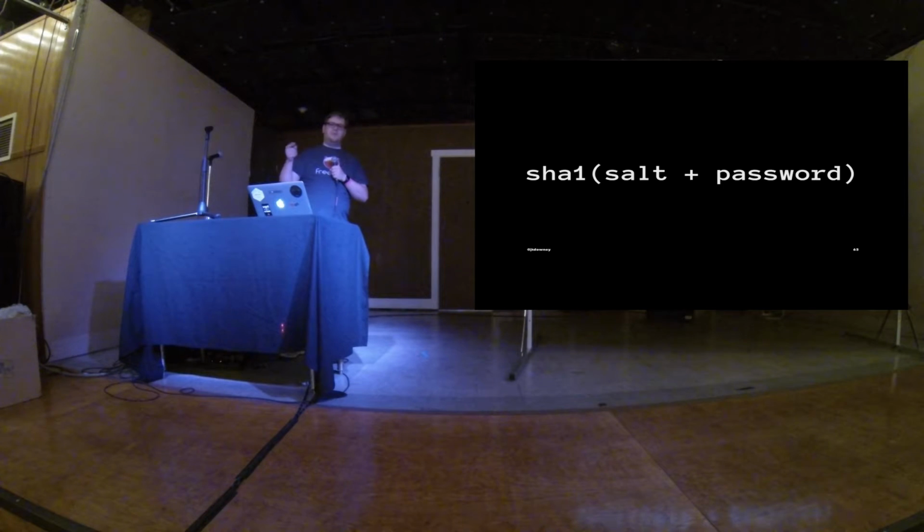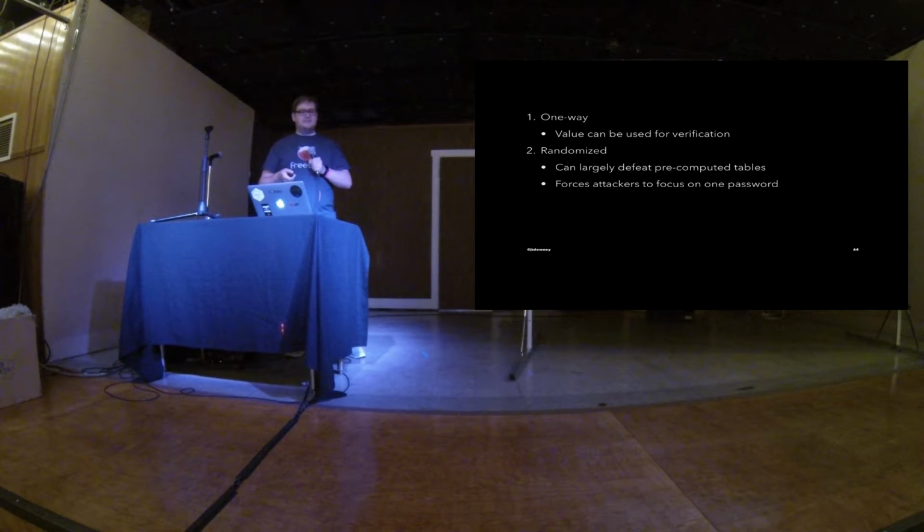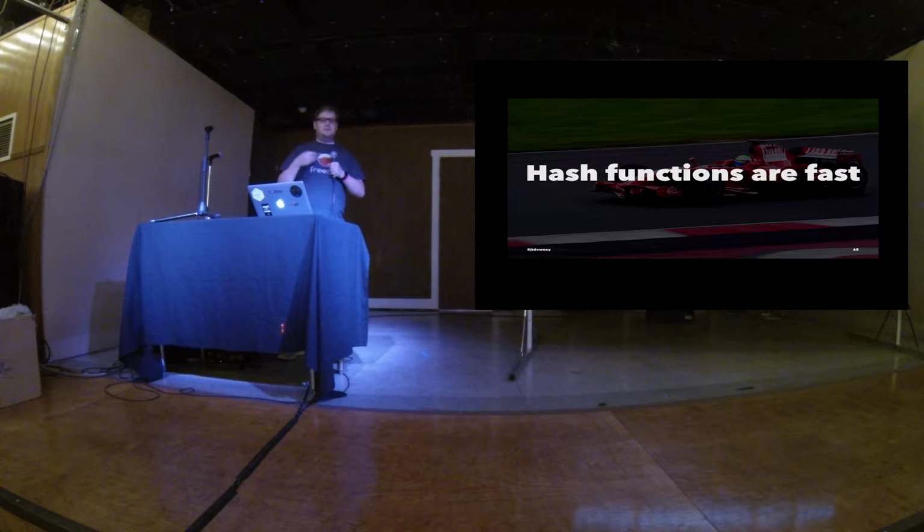So then the architect will say, we should salt our passwords. And so they'll do a salt of the SHA-1 of salt plus password. And so now we're catching up to where Unix was in the late 70s, early 80s with this system. And this also has another benefit. It's randomized. It can largely defeat these pre-computed tables, the rainbow tables. And it forces attackers to focus on one password. The problem is these hash functions are incredibly fast because that's their design.